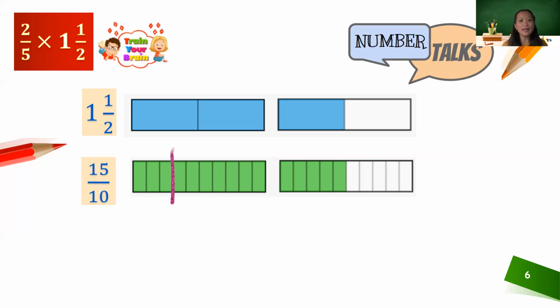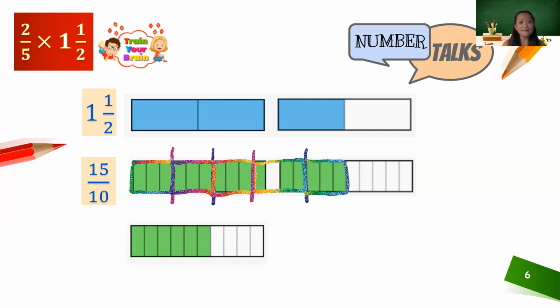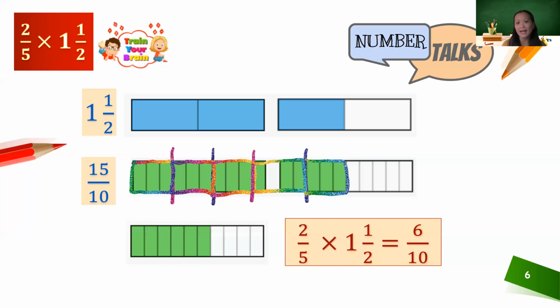Now I'm going to divide that up into 5 equal parts so that I can have 2 out of 5 equal parts. So do you see 5 equal parts there, right? Each one of those equal parts has not 1/10, but 3/10 of 1. So if I take 2 of those, I would have 6/10, 6 out of 10. So 2/5 times 1.5 is 6 out of 10, right?